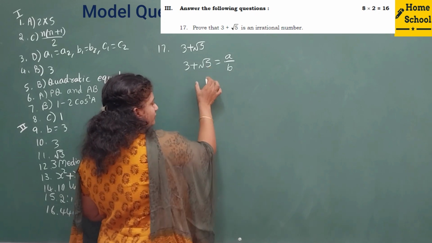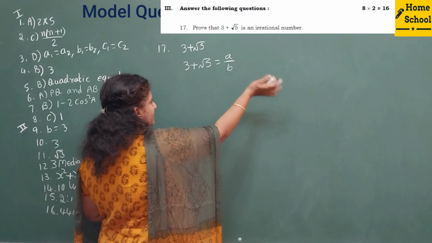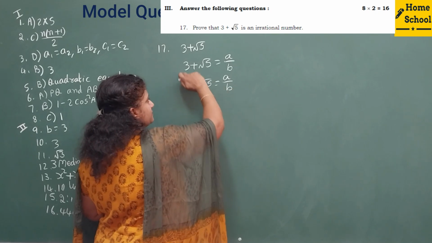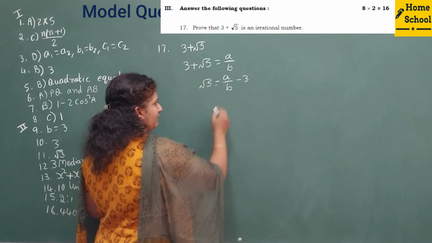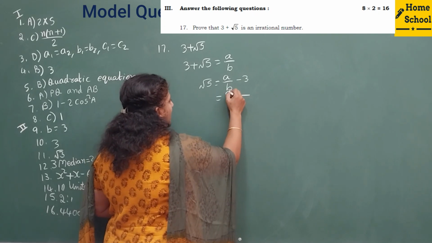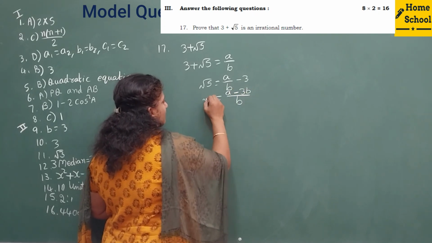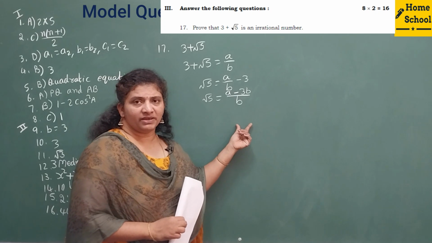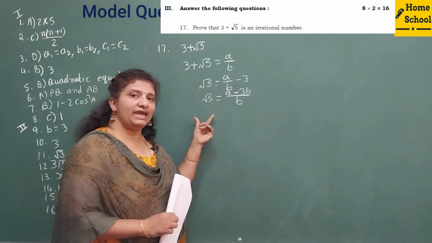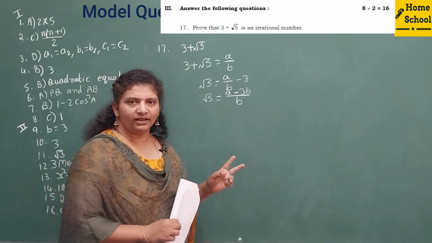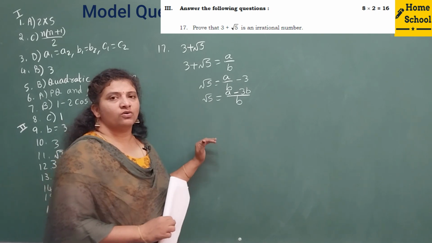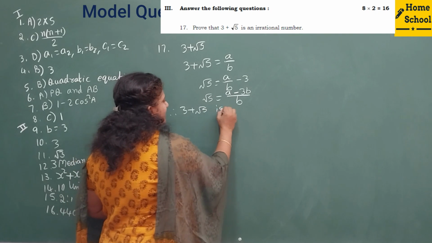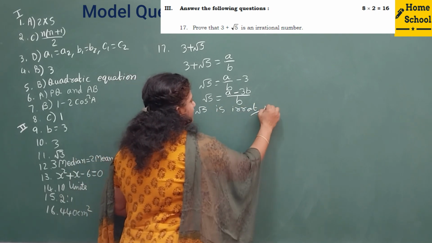Now, this root 5 should be on the left side. Remaining numbers or the terms send to the other side. Root 5 is equal to a by b. Transpose plus 3 means it will be minus 3 here. Do LCM. Root 5 is equal to a minus 3b by b. Whereas a minus 3b by b is a rational number and root 5 is an irrational number. Both cannot be equal. Therefore, our assumption is wrong. So, what we can say? Therefore 3 plus root 5 is an irrational number.